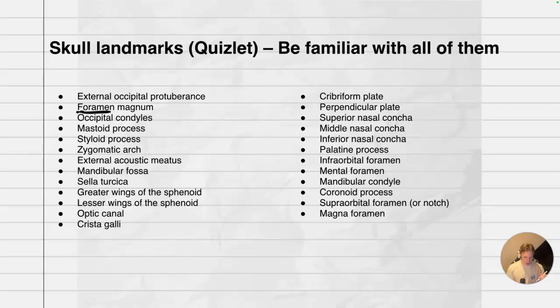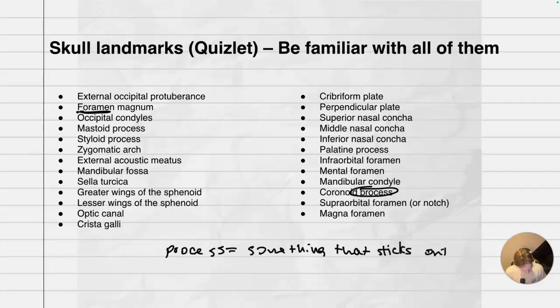But we also have a lot of other features here. When we talk about processes, funny enough, a process is going to be something that sticks out. And we'll see those in a lot of other bones. But just try to know the terminology. If it says infraorbital, obviously it means below the orbital, orbital meaning eye. If you know the basic terms, you should be just fine on your quiz.